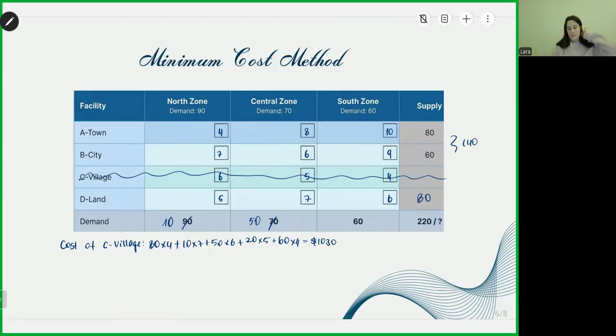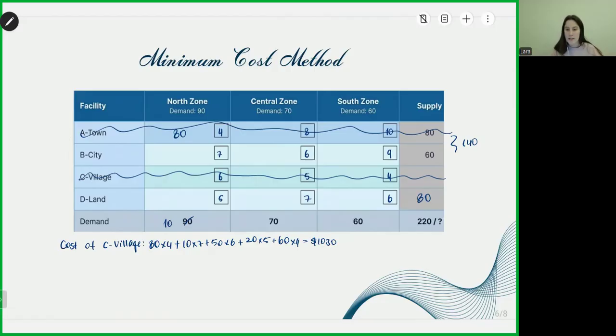Okay, so I'm looking again. 4 is again the smallest number. There is this one also. So I'm going to write 80 here. I can cross this one out now. And then North Zone needs 10 more. So I wrote that down.